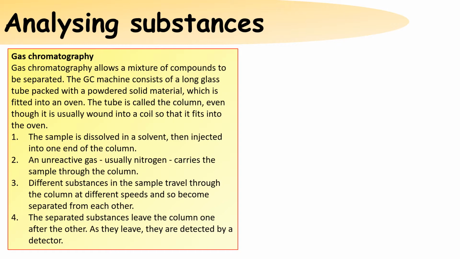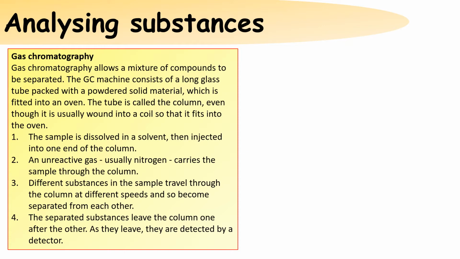In gas chromatography, we allow a mixture of compounds to be separated. The gas chromatography machine consists of a long glass tube packed with a powdered solid material which is fitted into an oven. The tube is called the column, even though it's usually wound into a coil so that it fits into the oven. We start off with the sample being dissolved in a solvent, then injected into the end of the column. An unreactive gas, usually nitrogen, carries the sample through the column.